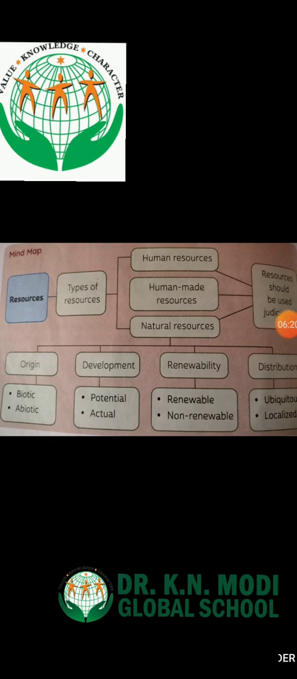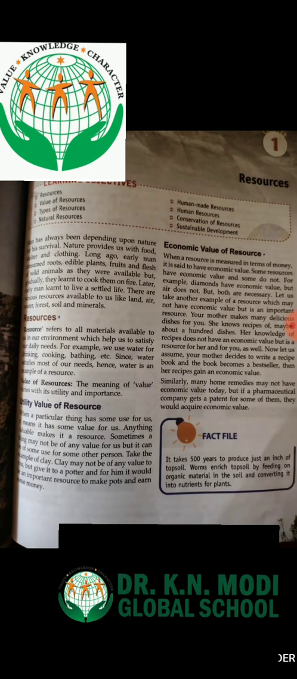So, just to sum up the chapter, here is a picture on the screen showing the types of resources: human, human-made, natural, and they should be used judiciously as well. And natural resources depend upon the origin, development, renewability, and distribution. Origin can be based upon biotic and abiotic. Development can be potential and actual. Renewability on renewable and non-renewable, and distribution on ubiquitous and localized. Ubiquitous means the things which are available everywhere. Example, sunlight, right?